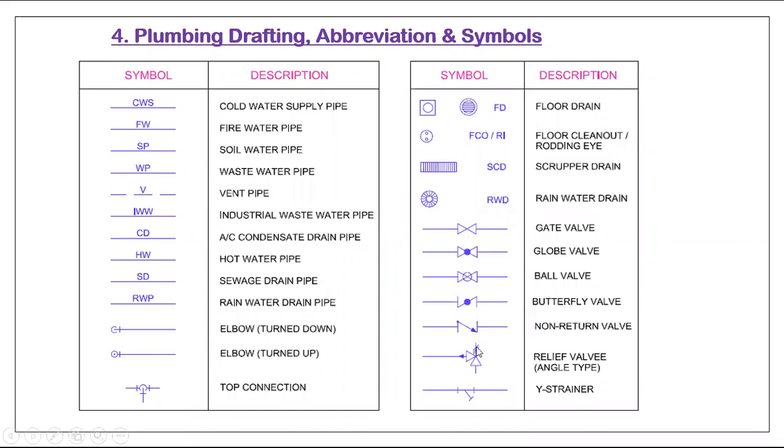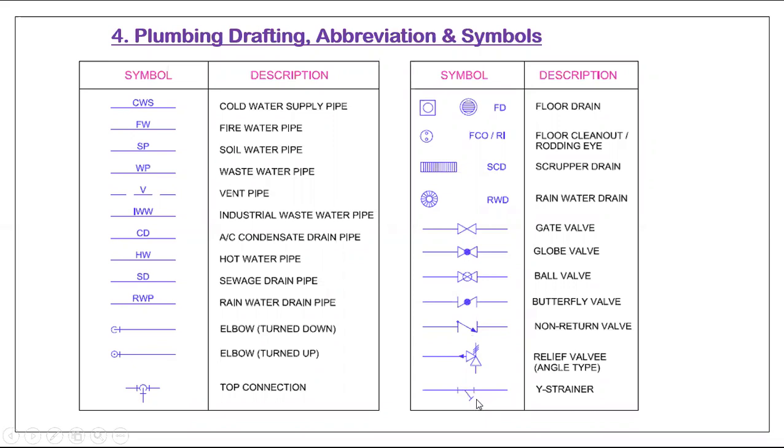This symbol is for the adjusting spring, the pressure adjustment. Y strainer standard, you have to show like that only. This is the flow direction. Always the Y symbol is shown like this only. In the flow direction only you have to show the bottom frame. This is called the bottom frame.